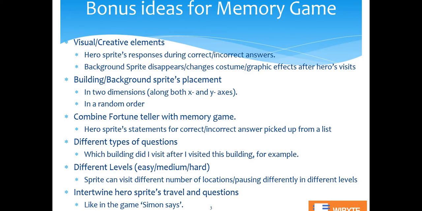Then moving forward, you can have different types of questions, right? So in the class, we use very simple list operations, but you can go further, right? For example, we ask, okay, what is the first building that we visited, right? So you can ask probably what is the building I visited after I visited, say, a certain building or a certain background sprite. I mean, building is just an example from the class, but really you can use any background sprite, right, for this.